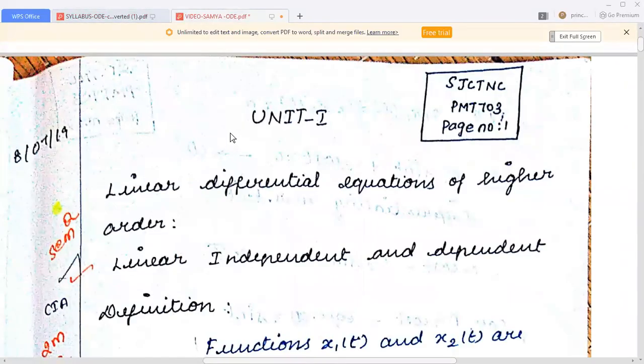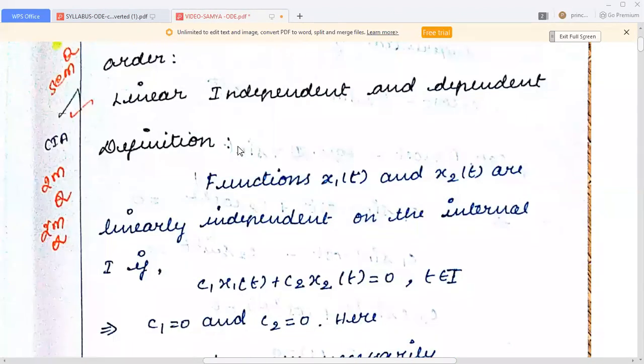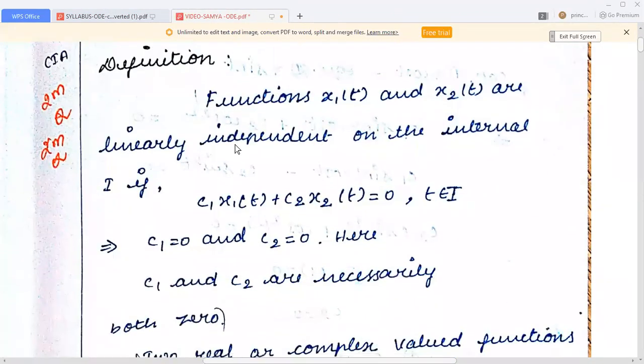Now I am going to start Unit 1. Linear differential equations of higher order. Linearly independent and dependent functions. Now I am going to give the definition.